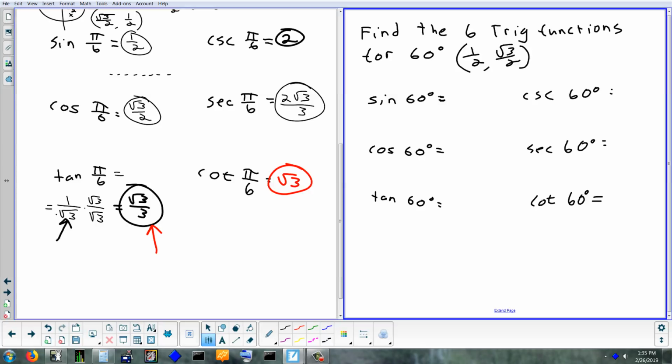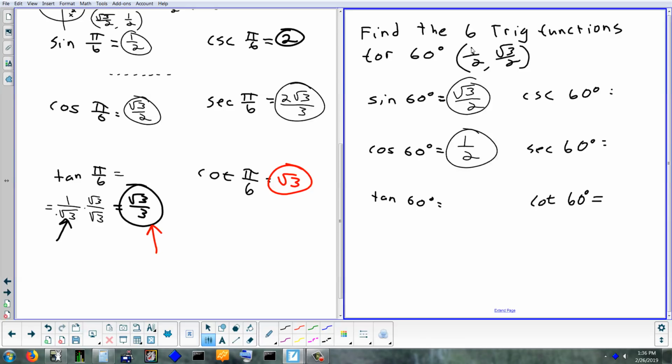Okay. Now let's just go through and see what we get. So, Lillian, what's my sine? 3 over 2. Yep. 3 over 2. Cosine, I'll do that one. That's a half. Those are the only 2 you don't have to do any real calculations for.